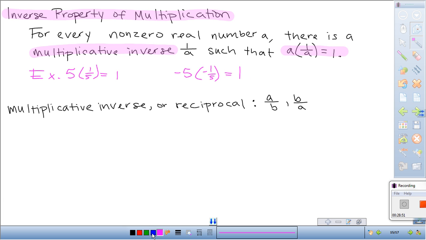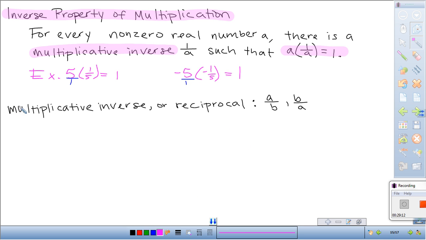Because remember that all whole numbers are over 1. 5 times 1 is 5, 1 times 5 is 5, 5 divided by 5 is 1. Same thing over here. A negative times a negative gives us a positive. 5 times 1 is 5, 1 times 5 is 5, 5 over 5 is 1. So when we multiply a number by its multiplicative inverse, 1 over that number, we'll always get 1.